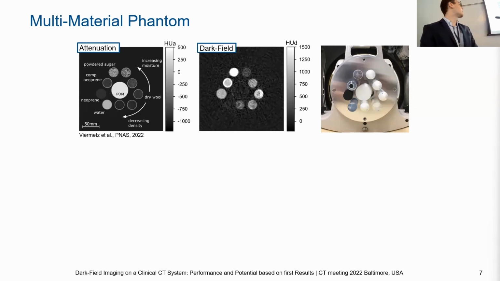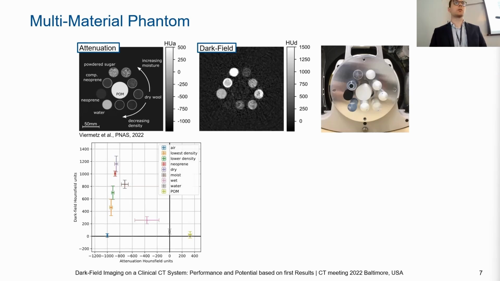If we look, however, at this neoprene cylinder here, we can see the neoprene doesn't attenuate a lot, but it scatters quite a lot here in the dark field signal. Now, the big advantage of CT measurements is, of course, that we also perform a quantitative analysis. So we can plot all of the material values here in this coordinate system with the attenuation on the x-axis and the dark field on the y-axis. And what we immediately can see here is that both are not immediately correlated, but in fact, we have two complementary signals that can tell us more about the density of scattering microstructures.